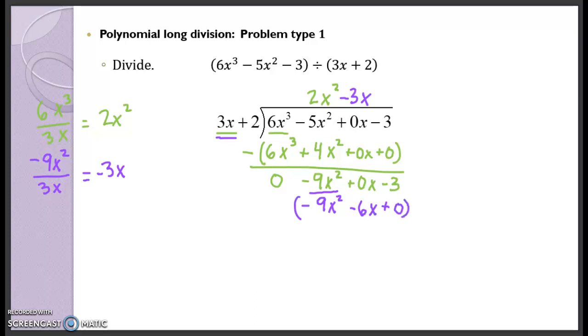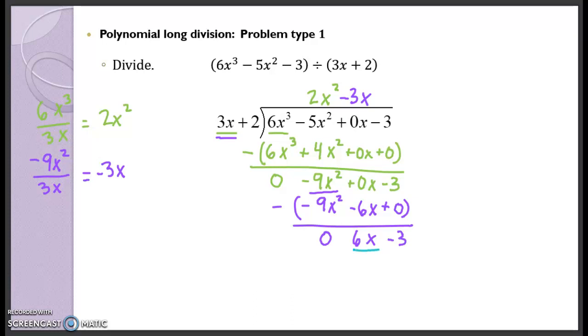Remember, you could think of it as bringing down this 3. Bringing down the 0. This is the way I like to think of it. And then we are subtracting. This is going to become 0. 0 minus negative 6x is a positive 6x. And then negative 3 minus 0 is still negative 3. So now we have one more step we can do.